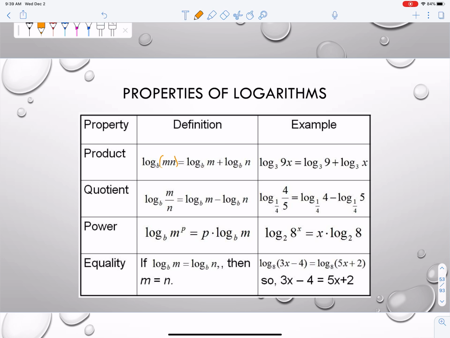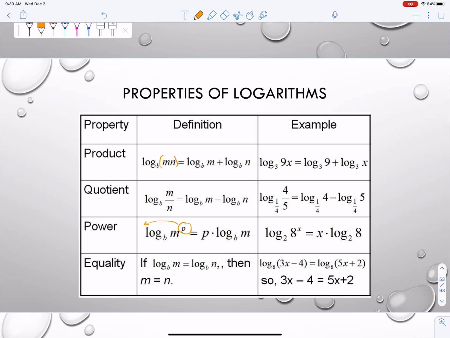The power rule: if I have log base B of M to the P power, this power comes down in front as P times the log base B of M. The reason that works is that M to the P is M times M times M, and with the product rule, I would split it up P number of times. When you add it, you get P logs of M. Hopefully that makes sense to where that comes from.